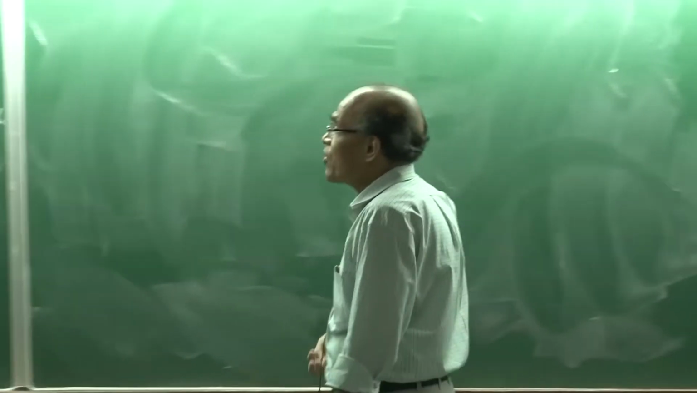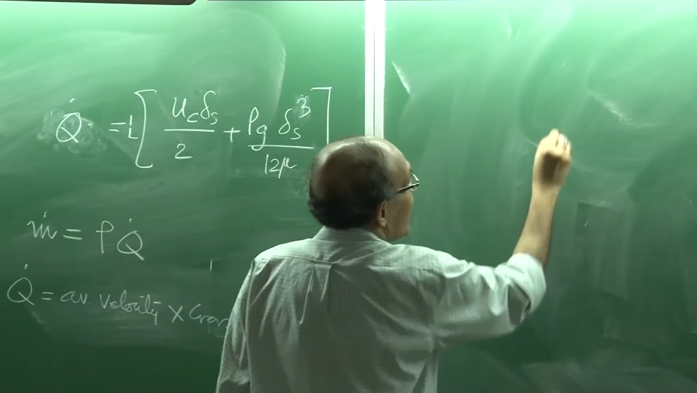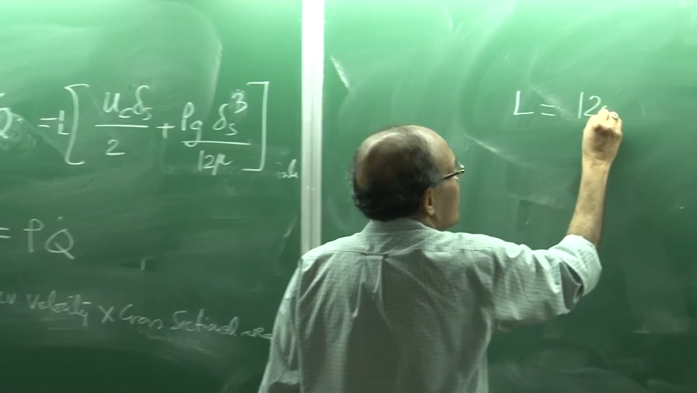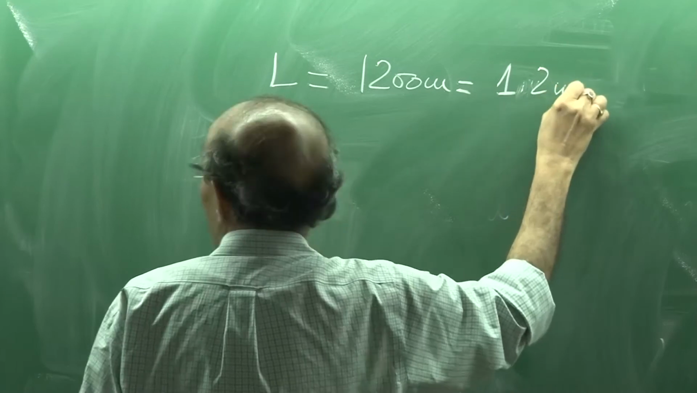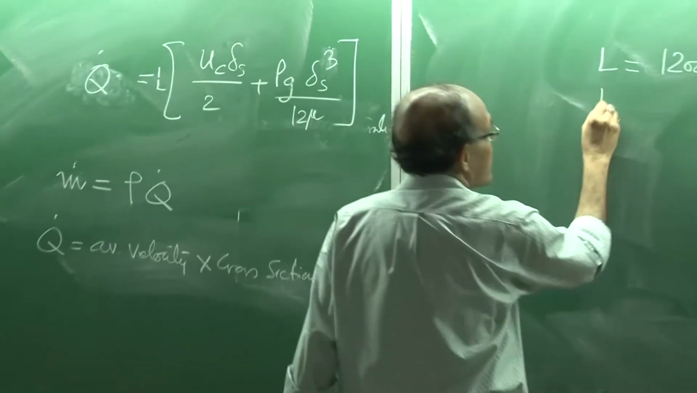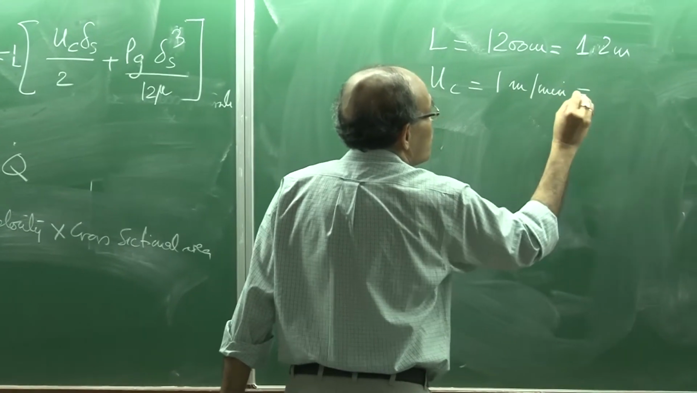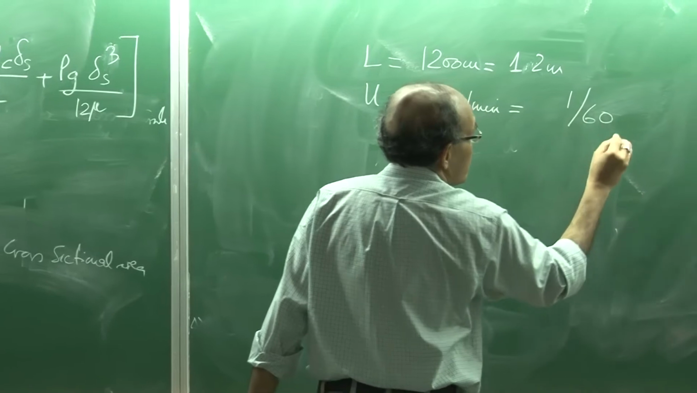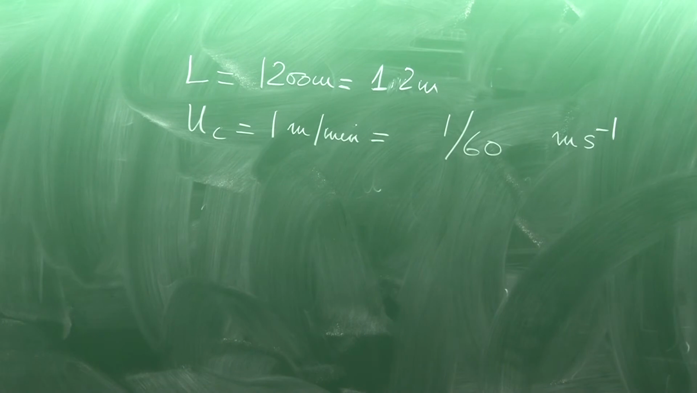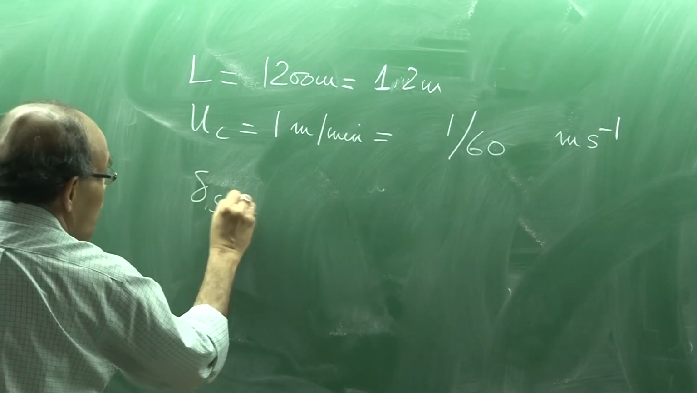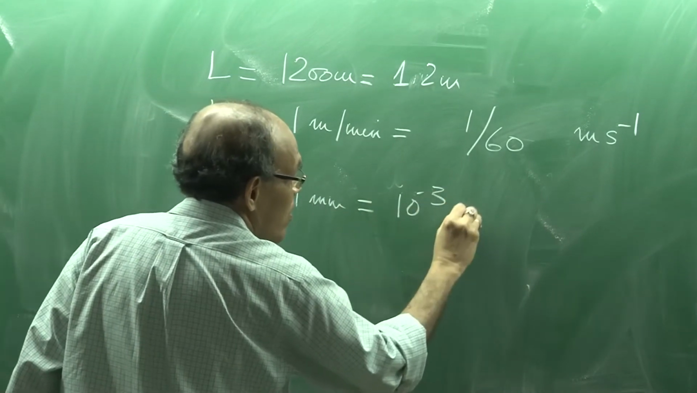Now, in the industry, for example, if you look at the value L, as I indicated, it could be about 1200 mm or 1.2 meter. If you look at the value of casting speed, this could be 1 meter per minute. So, it is about 1 divided by 60 meter per second. I have already told you the delta S value is about 1 millimeter, which is equal to 10 raised to the power minus 3 meter.